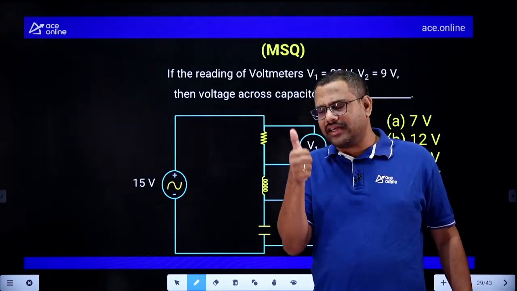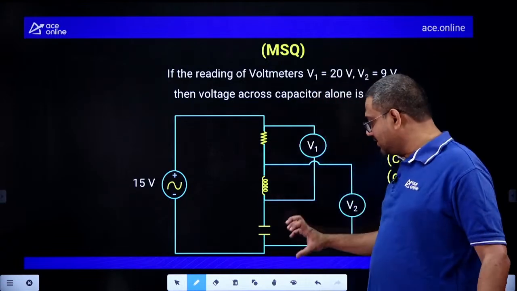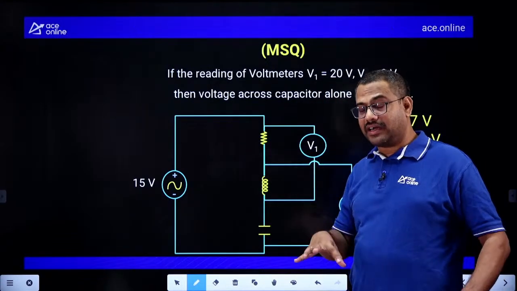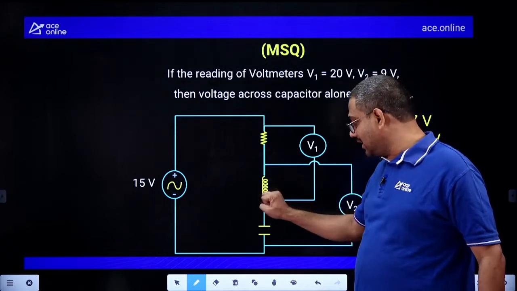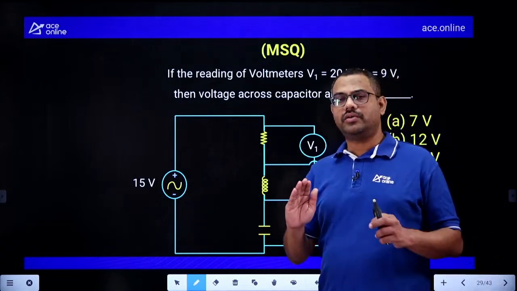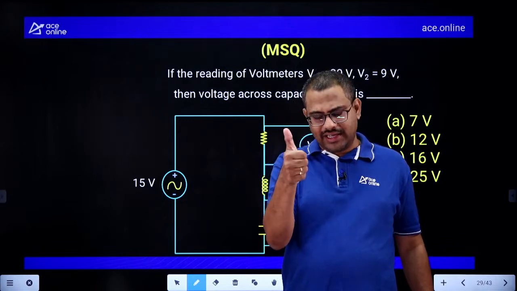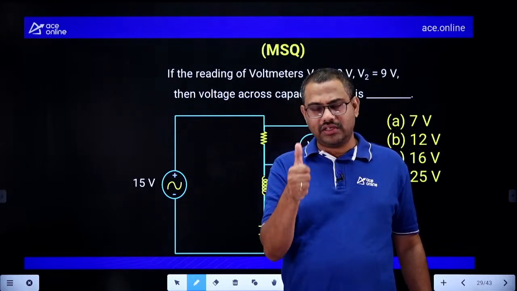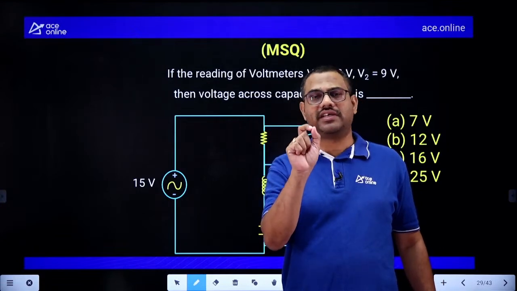If XL is greater than XC, lagging power factor, inductive nature. If XC is greater than XL, leading power factor, capacitive nature. And if XL equals XC, net reactance is 0, purely resistive. That is the resonance condition. So AC circuits can behave in 3 possible ways: either RL nature, XL greater than XC, or RC nature, XC greater than XL, or purely resistive if XL equals XC.